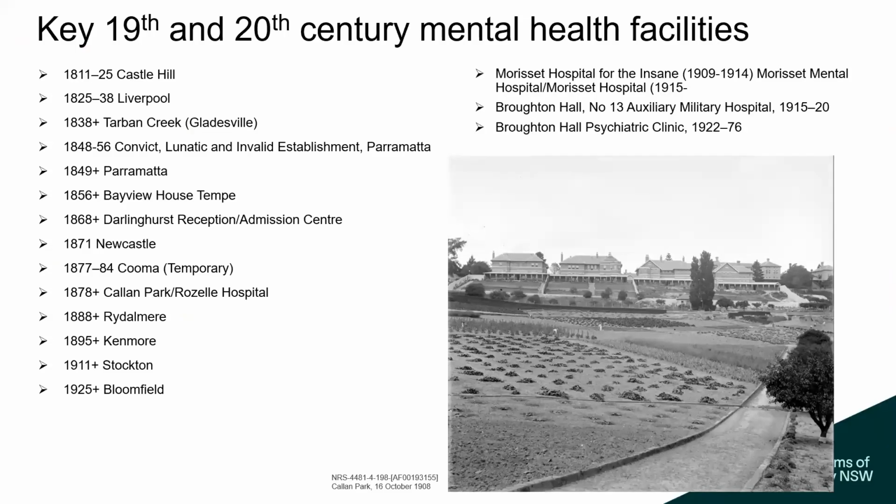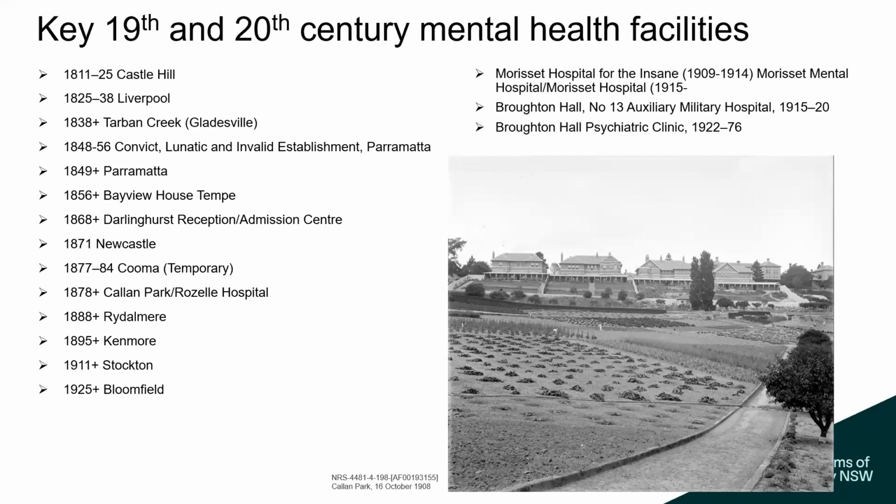Now, moving on to look at the 19th and 20th century mental health facilities and the patient records we hold. So the care of the mentally ill in New South Wales commenced in 1811 at Castle Hill, and it was a building there that was referred to as a lunatic asylum. And then this is the list of the key mental health facilities that were operating in New South Wales in the 19th and 20th century.